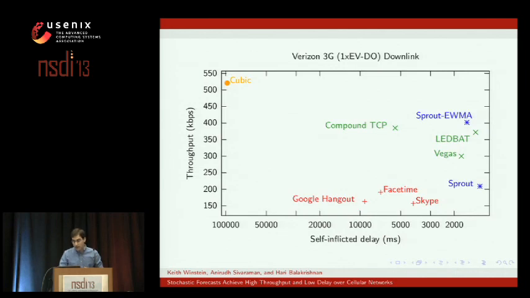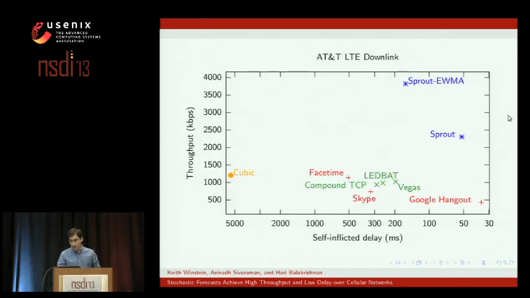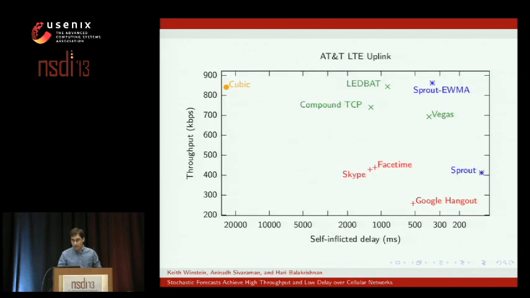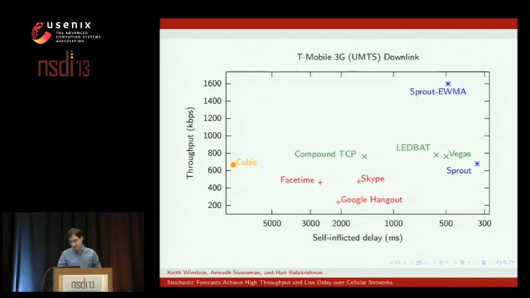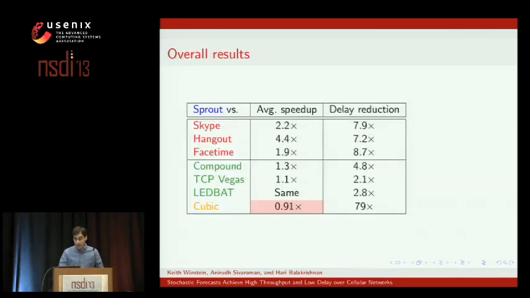The Verizon 3G downlink, we're beaten here by cubic on throughput, but generally the blue guys are in the upper right. Verizon 3G uplink, blue guys doing pretty good again. Here's AT&T downlink. Here's AT&T uplink. Here's T-Mobile downlink and T-Mobile uplink. So you can see the scheme, even though the model is very simple, fixed volatility, constants, drawn out of a hat, in practice, it works quite well.